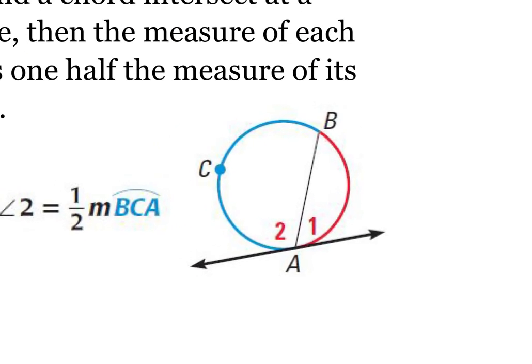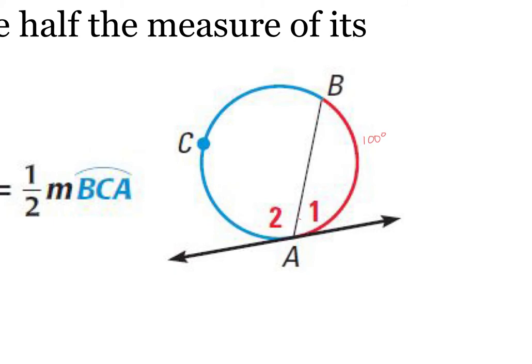Let's say that the red arc is 100 degrees. What would angle 1 be? 50 degrees. And let's say if that's 100 degrees, the arc BA, what does BCA have to be? Not 180. Remember, it would be 180. What? 260. Why? Because 360 minus 100. Yep. It's just 360 minus 100.